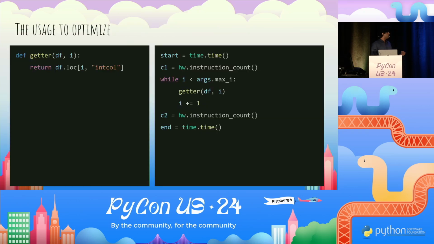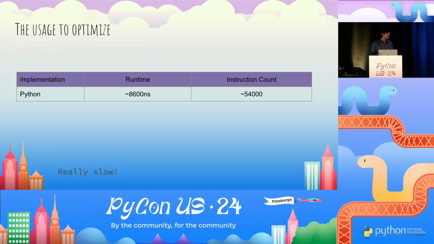So this is the benchmark that I came up with. This function doesn't really do anything. It just looks up some value inside the data frame at some integer location, inside some column called int call. This data frame had 2 or 3 columns. So I'm calling this inside a loop 1,000 times, and I'm going to check how long it takes. Turns out it takes 8 microseconds to access that one location inside your data frame.